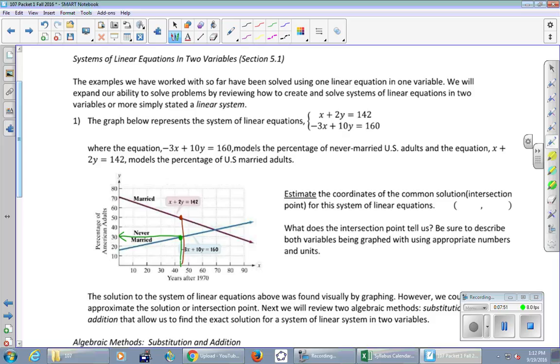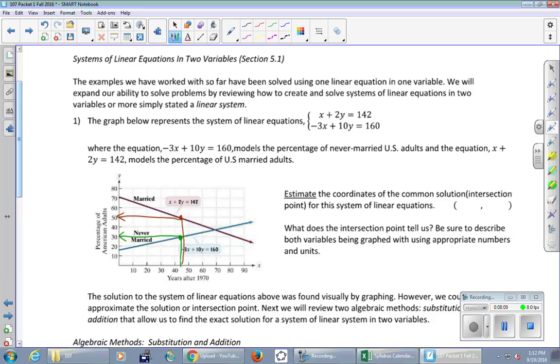Fine. Then we do the same thing with the other graph. So I take my orangey point here and I go over here. That's 50, what? 50% of people today are married. 50% of adults here in the US today are married.